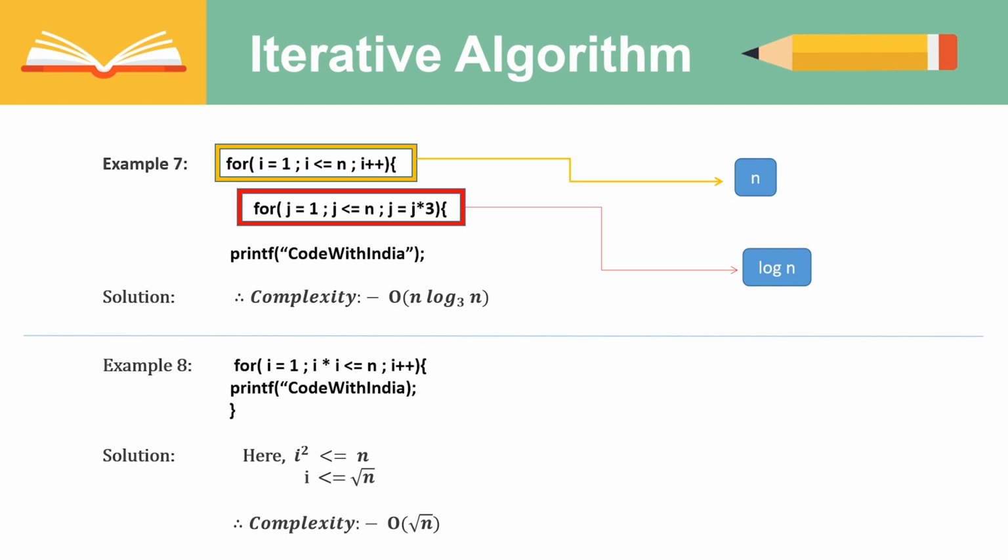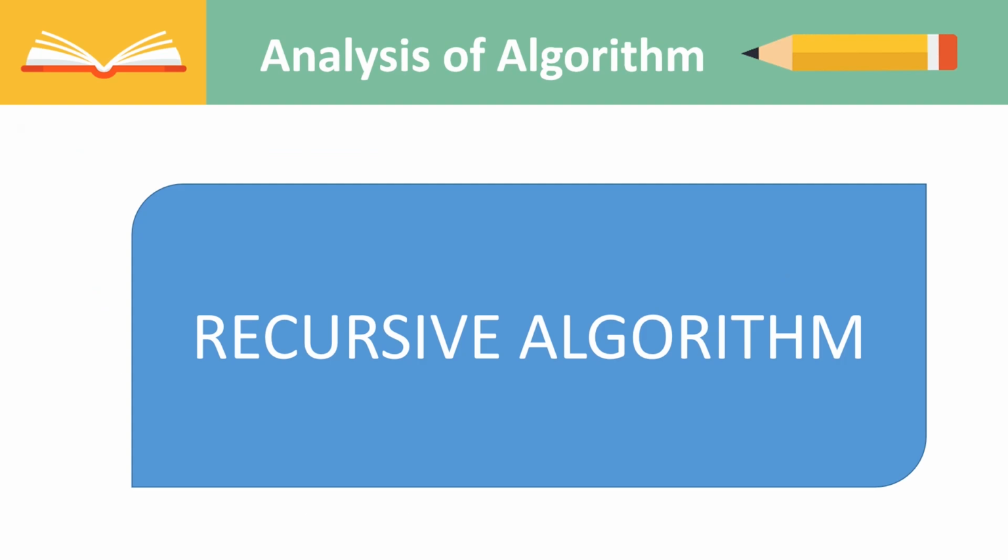Now let's see example 8. For i = 1, i square <= n, i++, printf "Code with India". Here i square is less than or equal to n, so we can write i is less than or equal to root n. Therefore the complexity of this code is big O of root n.